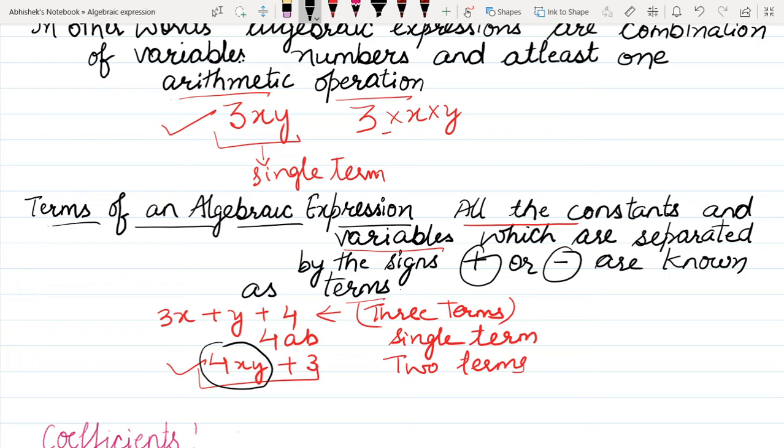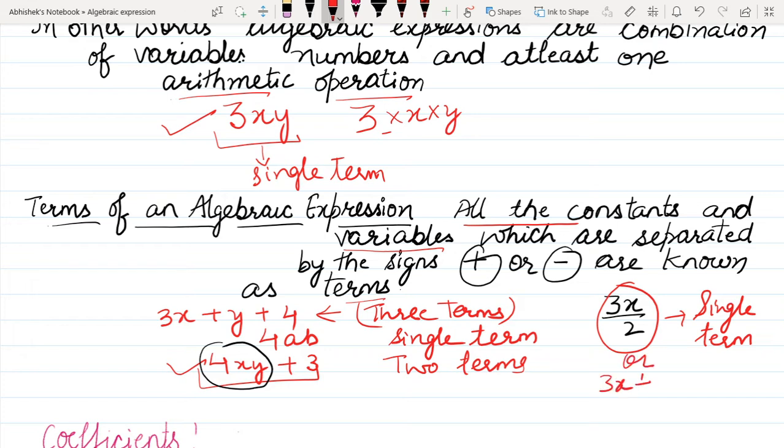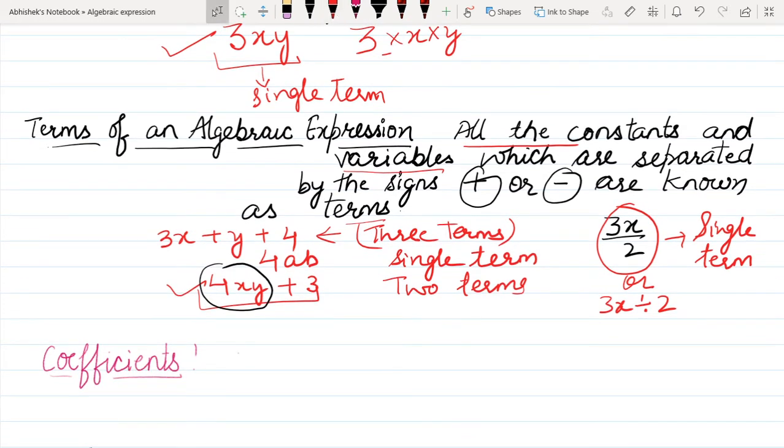Take one more example. 3x by 2. This is also a single term, because here it is a division sign, 3x divided by 2. So it's very important to understand that multiplication and division signs do not separate the terms. Whenever we have a division sign or a multiplication sign, it will be considered a single term only.